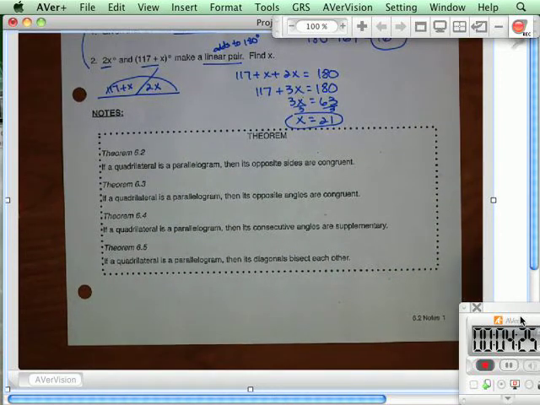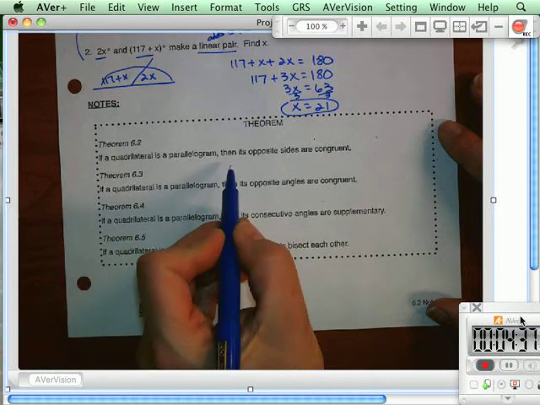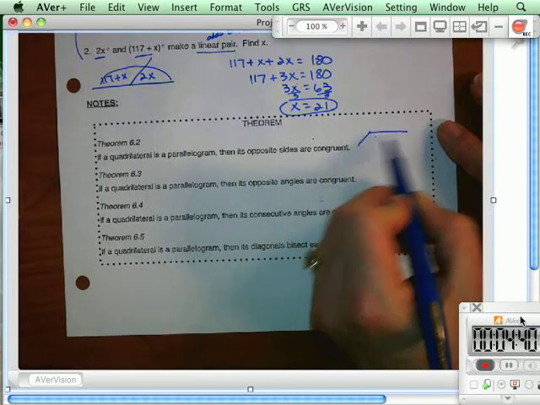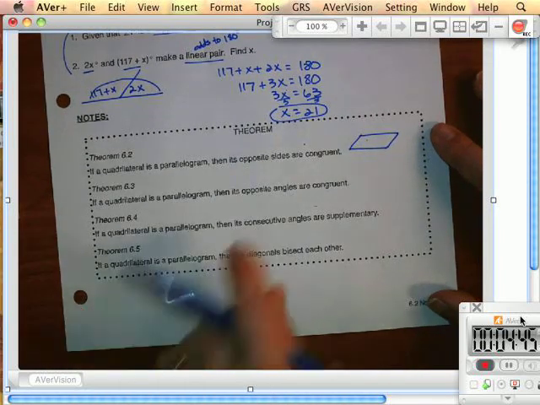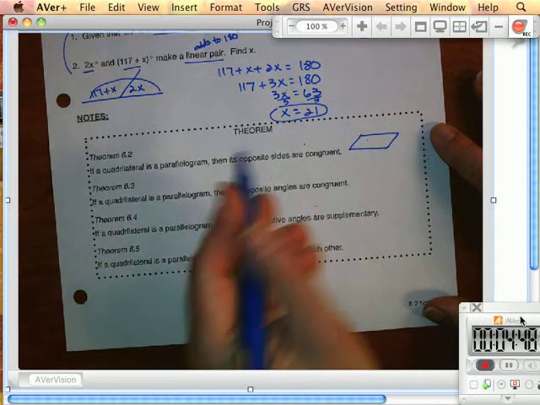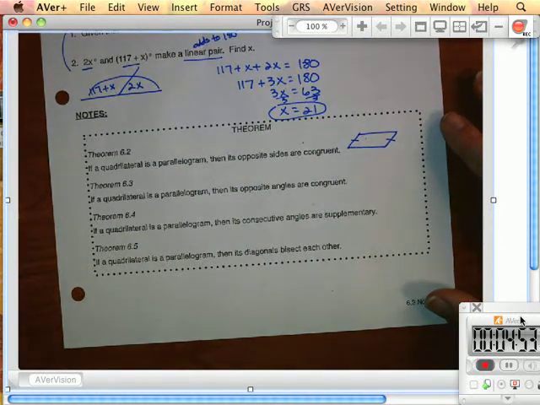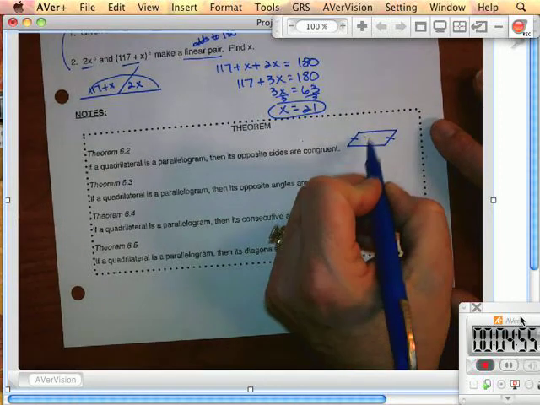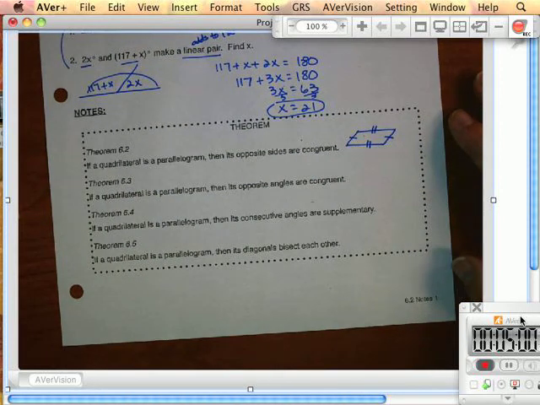All right, let's add a few pictures to these theorems. These theorems are listed on that sheet that I gave you yesterday, but these are the ones you're going to use today. Theorem 6.2, if a quadrilateral is a parallelogram, then its opposite sides are congruent. Draw a parallelogram. How do we show that sides are congruent? We use the little tick marks, right? Those sides are congruent. Are these the same length as these? No, so we use a double tick for that. Opposite sides are congruent.